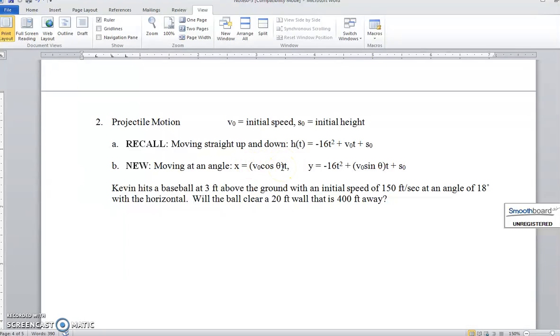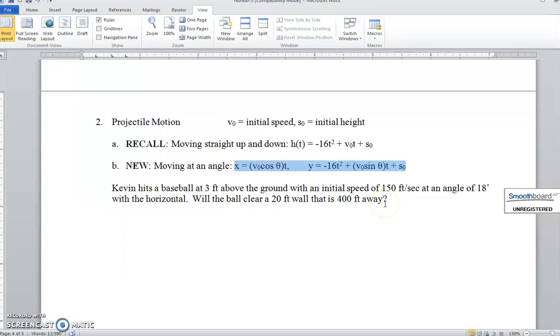Now I want you to think about this. When we go straight up and down, our angle from the horizontal is 90 degrees. Cosine of 90 is 0. And so all of this would go away when we're in that one situation of 90 degrees. Sine of 90 on this side is 1, and so in this case sine of 90 doesn't matter, it just goes away. And so this equation that maybe you've used in the past is really just a special case of the ones that we're going to be using today.